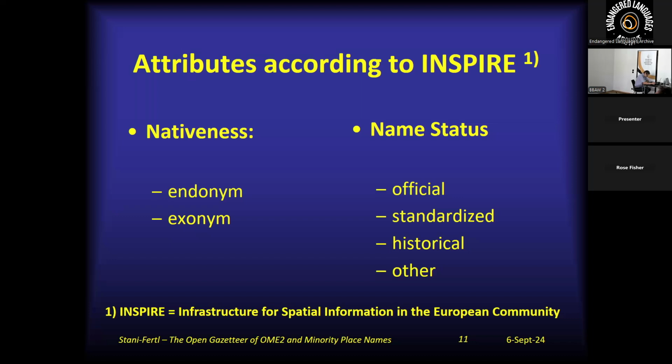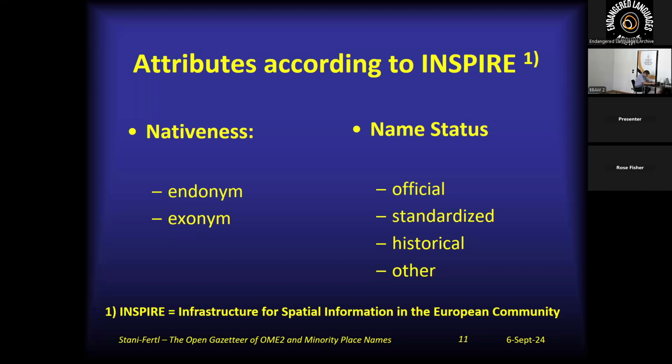Officials are names in current use and officially approved or established by legislation. Standardized are names in current use and accepted or recommended by a body assigned advisory function and/or power of decision in matters of toponymy. Historical is a category for names no longer in current use, but only in certain specific situations. And other, a group for all types which could not be assigned to one of the other three.